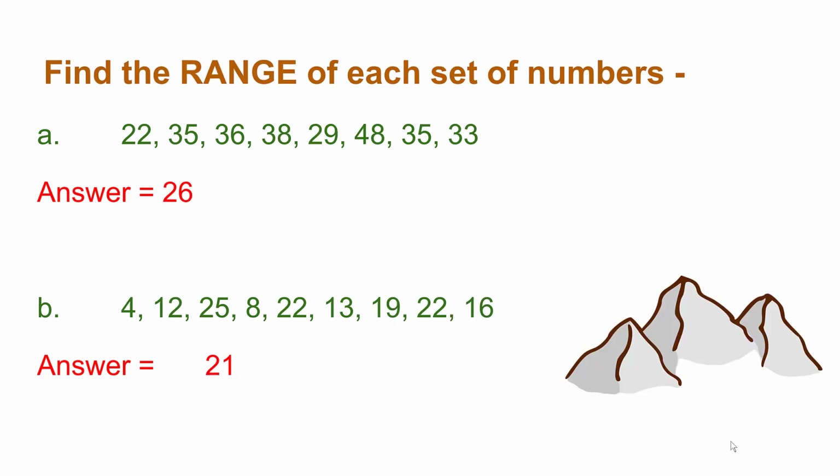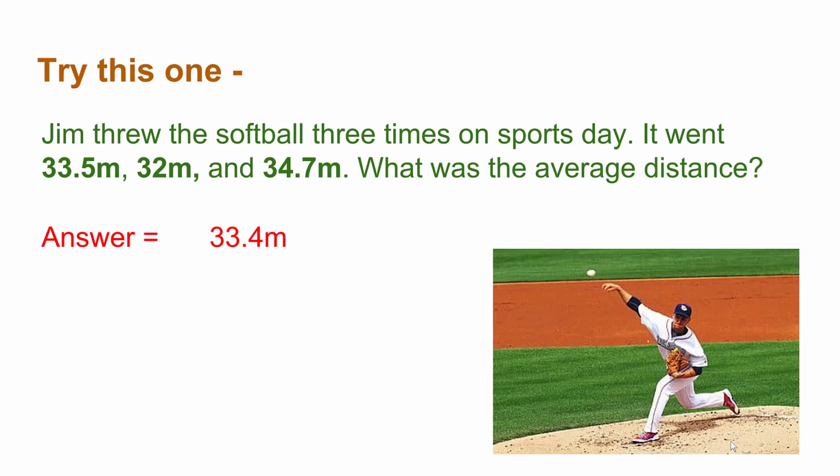Range, again, put them from least to greatest. The greatest number is 48. 48 minus 22 is 26. The range is 26. Here, the greatest number is 25 minus 4, which is the least number, is 21. Over here is a straightforward question.